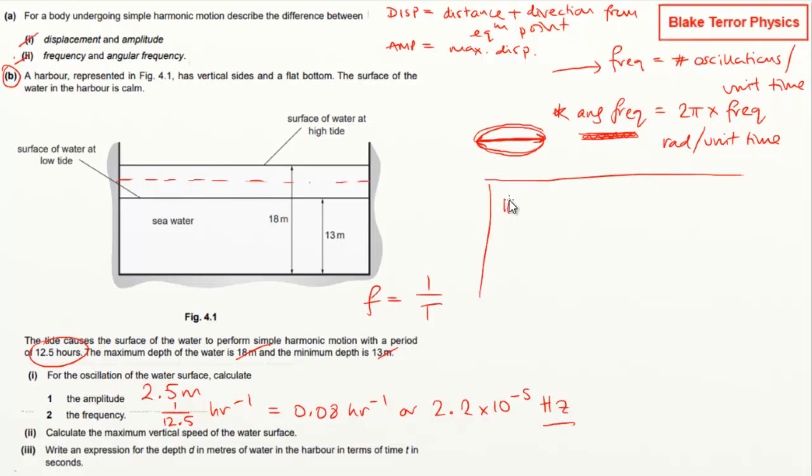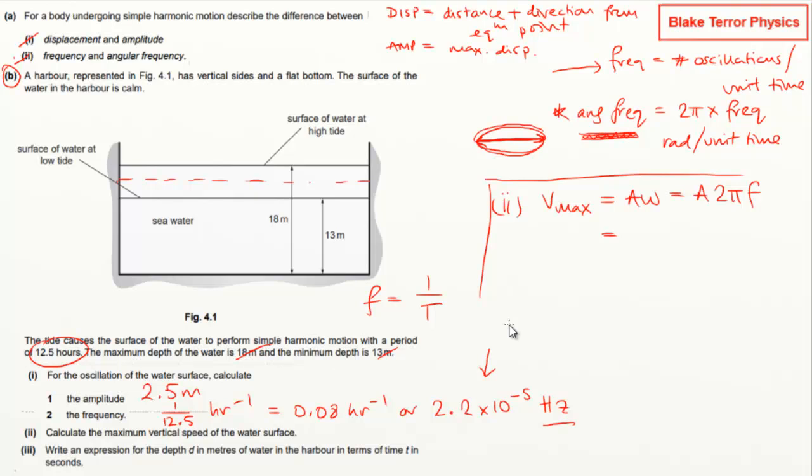Right, next bit, we've got calculate the maximum vertical speed of the water surface. Well, we do this one a lot. So V max is A omega, which is A times 2 times pi times F. And we've got all of these, haven't we? Because we've worked out A and F. In this case, we're going to want to use the hertz one, really. You can stick with the per hour, I suppose. You'd have meters per hour, which I suppose would be fine. You don't have to keep going back to seconds, but I'm going to stick with hertz.